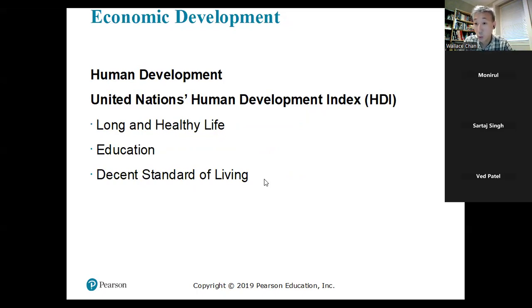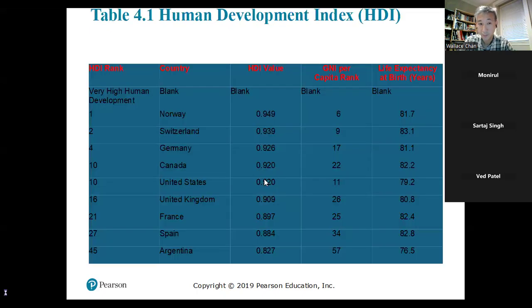Now, GDP is only one way to measure the economic development of a country. For example, the United Nations Human Development Index looks at the long and healthy life, the education level, and a decent standard of living in order to assess the economic development of a country. So as you can see, a lot of the, for example, European countries, Canada, United States, they actually have a relatively high score regarding the Human Development Index.